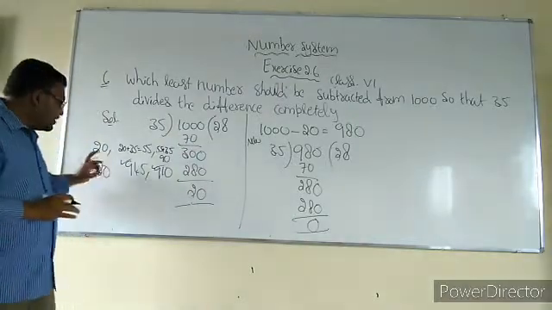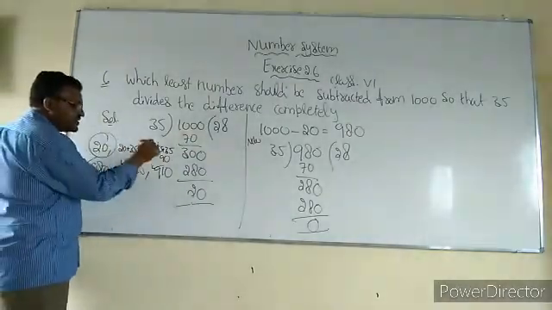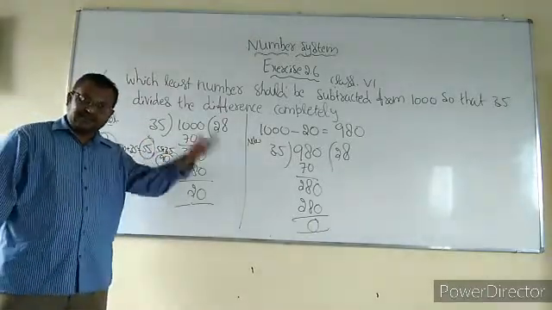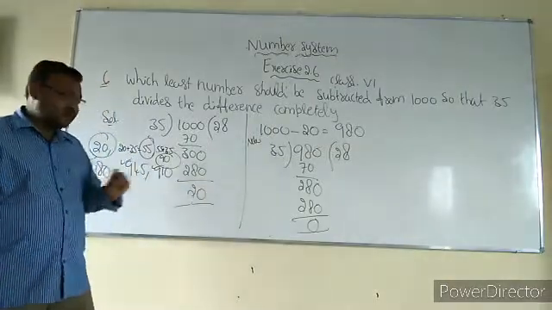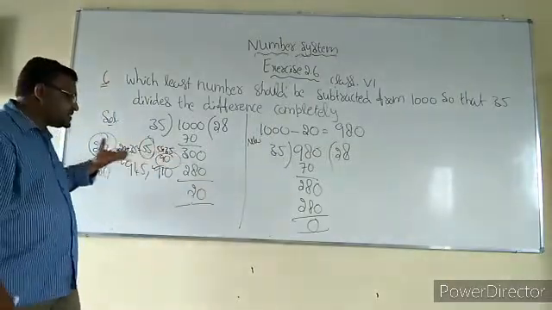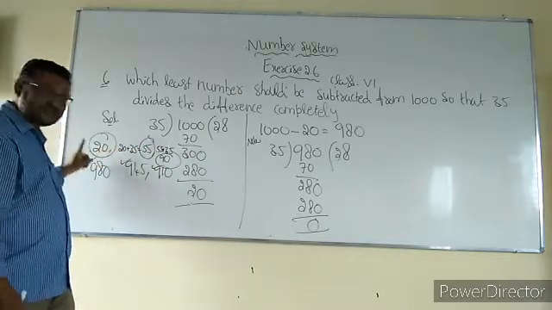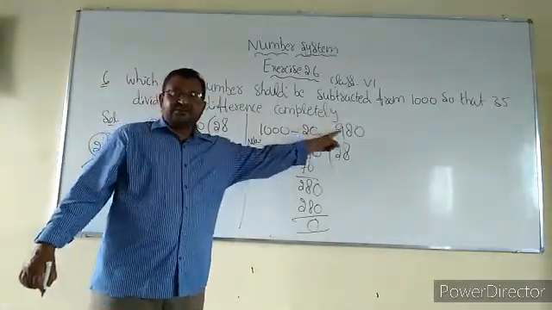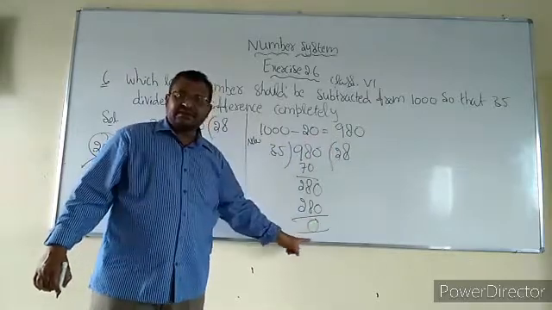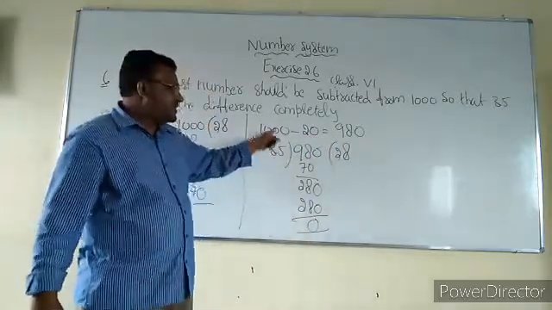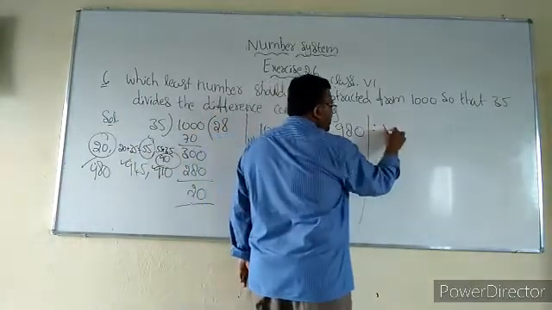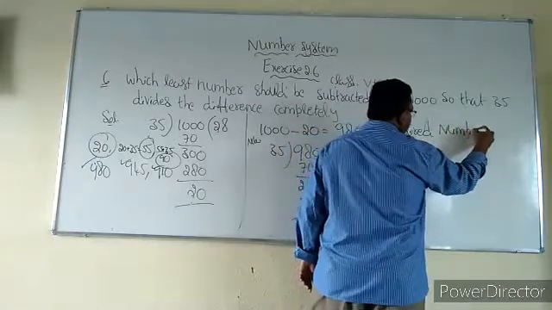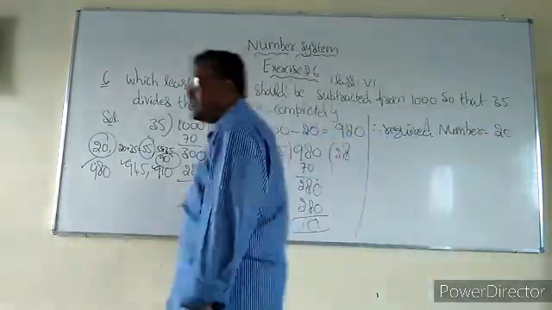But the question is, among all these: 20, 55, 90, the next one 125, the next one 160, and so on, which is the least number we have to subtract? 20 is the least number. So that's why we subtract 20, then we get 980. 980 is completely divisible by 35. So the least number is 20. Therefore, the required number is equal to 20.